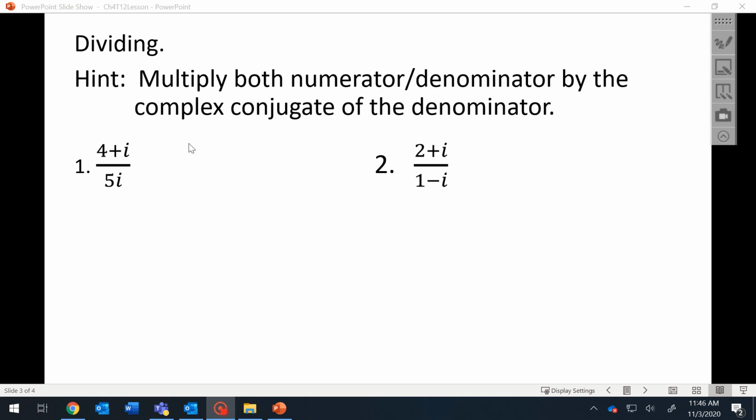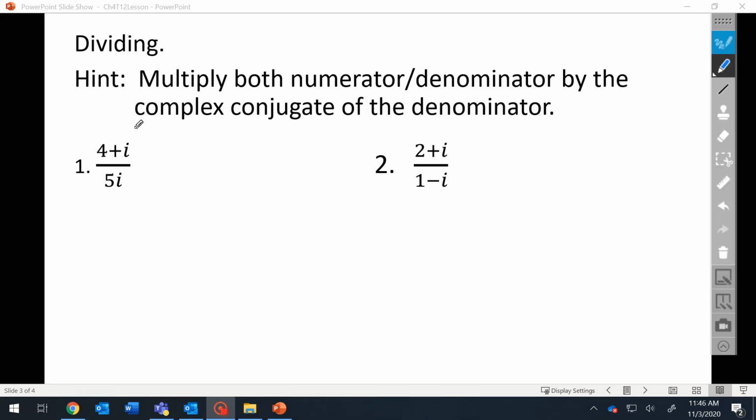We have a complex number on top, 4 plus i. We're dividing by a complex number on the bottom, 5i, and we want to divide these. Now, if you think about division, division is just another form of multiplication. This is actually very similar to what you have to do to add fractions, because we need to turn the denominator real.